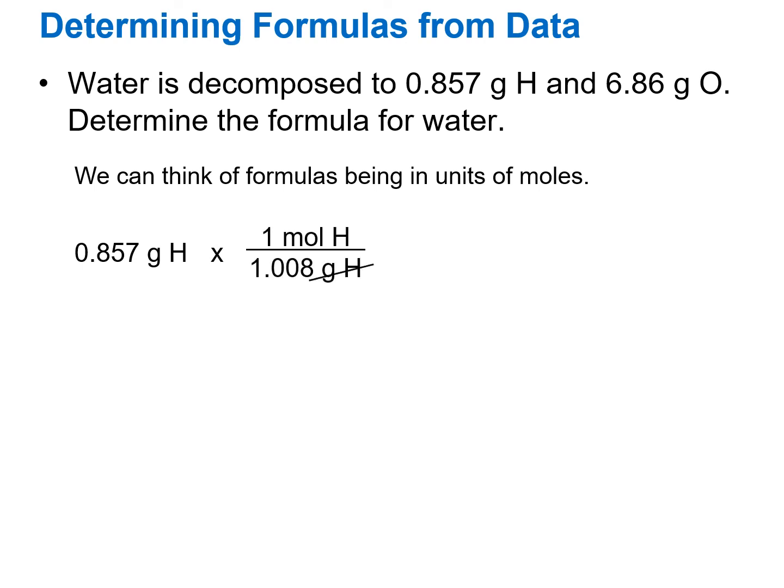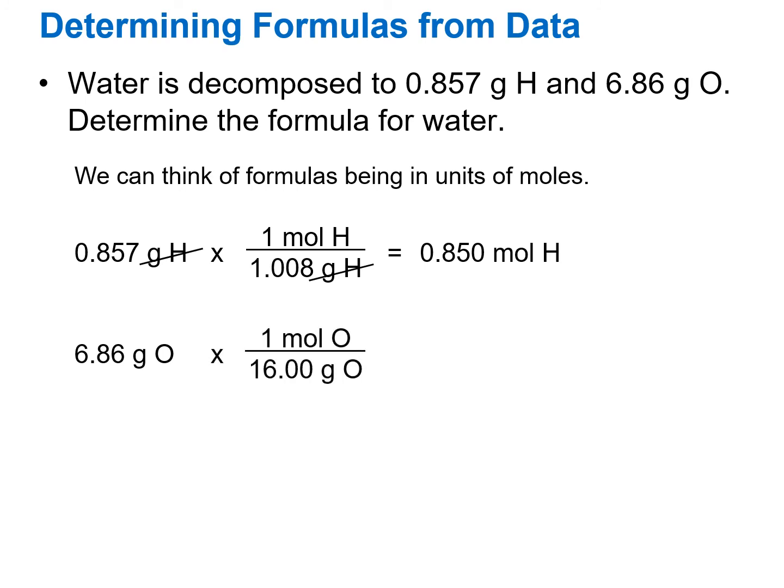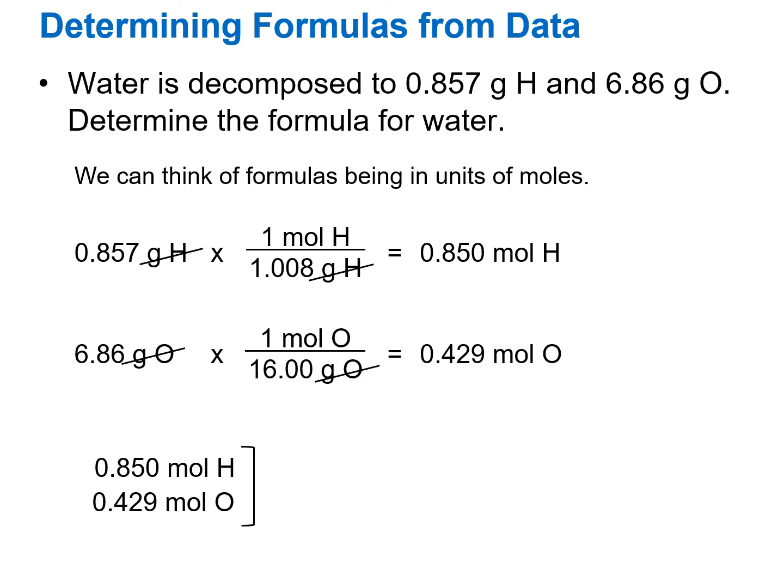And we get rid of our repeating units of grams, and we do the math, and we could convert that 0.58 grams of hydrogen into 0.85 moles of hydrogen. Let's do the same thing with water. We're going to multiply it by its molar mass, get rid of repeating terms, do the math, and when it comes to water, we have 0.429 moles of oxygen. I think I said water, but we're talking about oxygen.